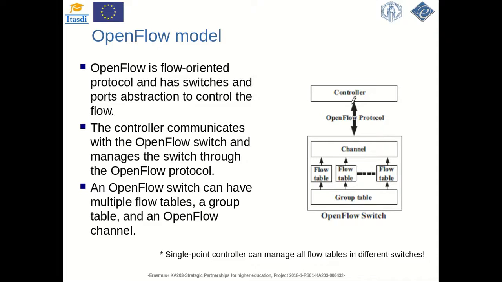For example, if we have only one controller and we are using satellite networks, if this controller fails, then the entire communication between the Earth, or the cellular network on the Earth, and the satellite network can be lost.